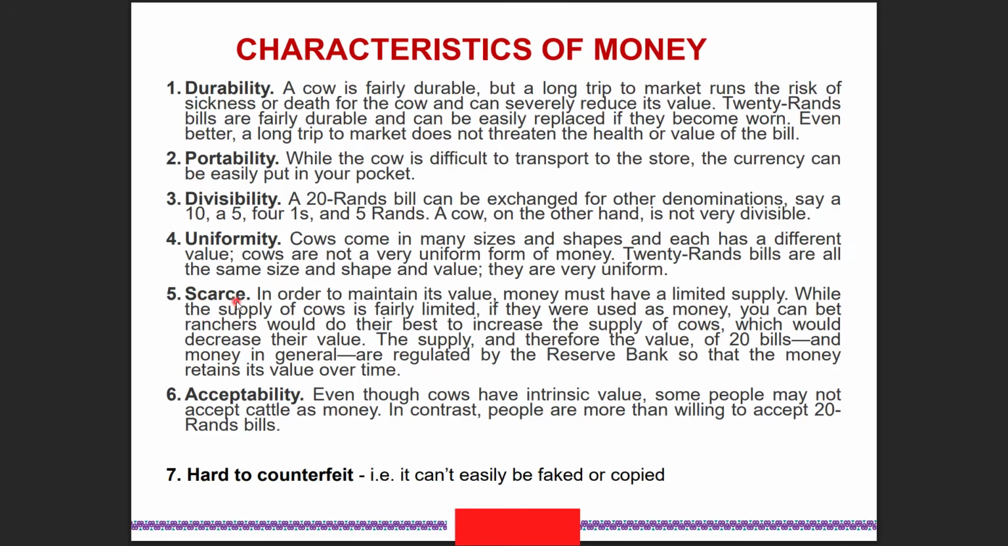Acceptability: it has to be acceptable and hard to counterfeit. Money has to be difficult to copy or to fake, right? It can't be easy to fake or copy.